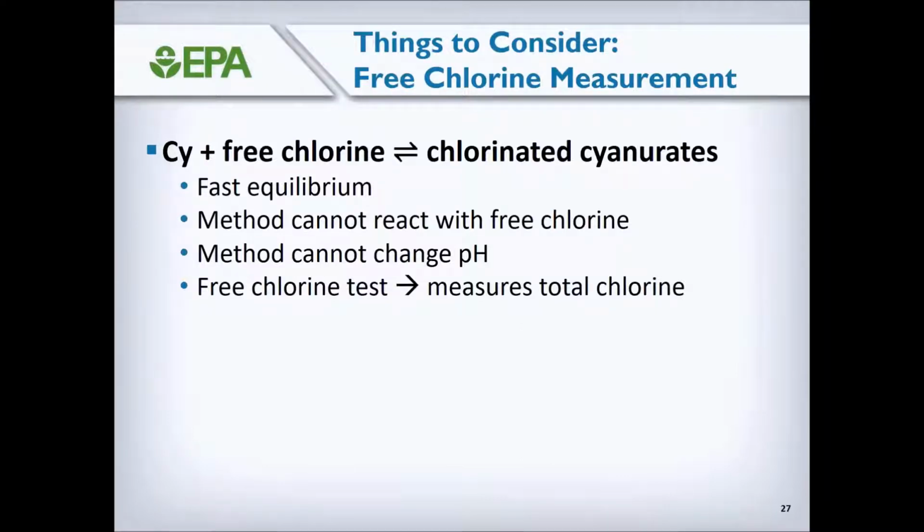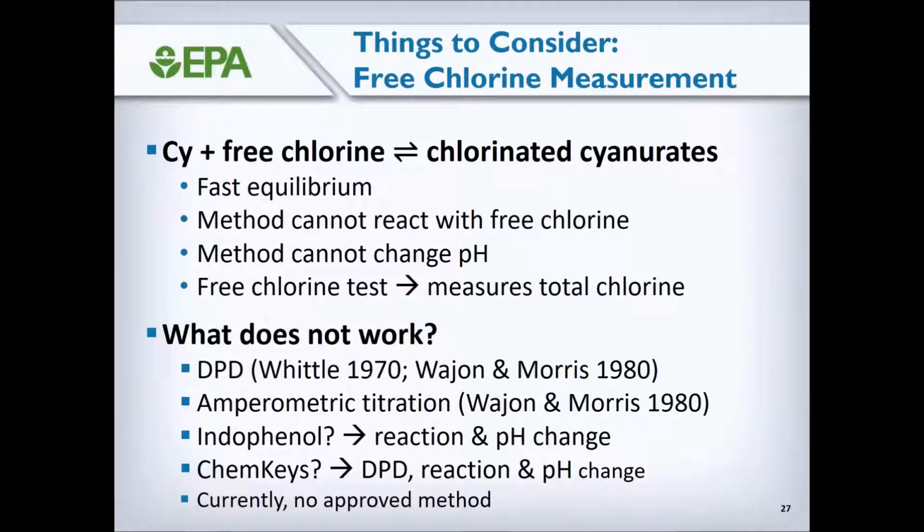The reason this is so difficult is that free chlorine is in this fast equilibrium with the chlorinated cyanurates. Therefore, if you have a method that reacts with free chlorine or changes pH, it's going to disturb this equilibrium. And specifically, if you have something that reacts with free chlorine, it's going to decrease your free chlorine concentration. Chlorinated cyanurates are going to very quickly release free chlorine back into the water. That's going to further react with your method, so you basically suck out all the total chlorine in your water. So knowing this, what doesn't work?